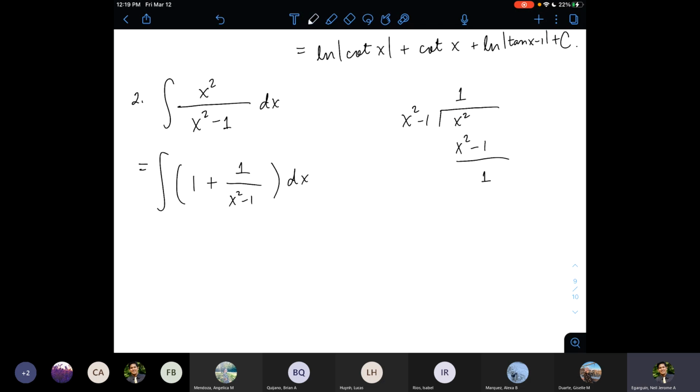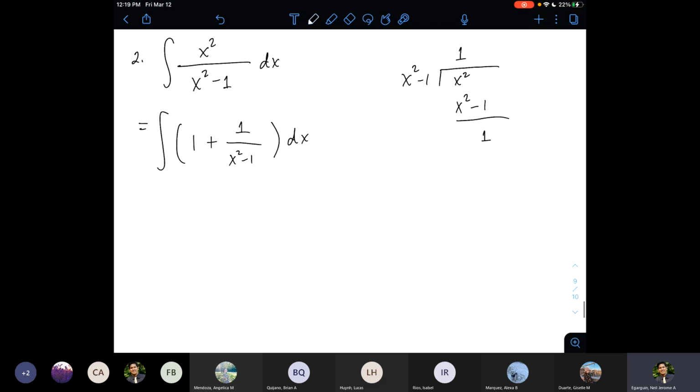Okay? So again, what happened there? If you forgot, the quotient goes there, and then the remainder will go here over the divisor. Now we don't have a problem with the first term. The first term is 1. We can integrate it as x. So we'll be left with the integral of 1 over x squared minus 1 dx.